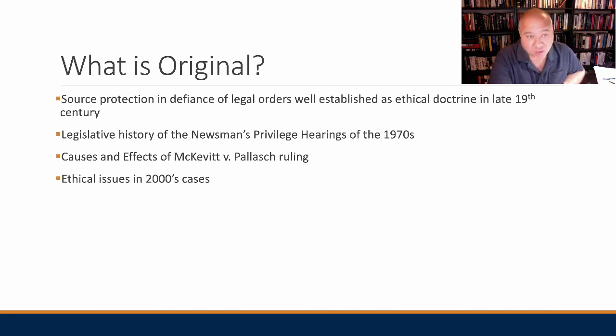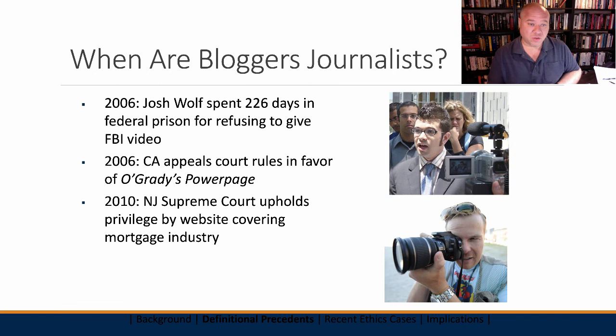And another original piece in the book looked at a case called McKevitt v. Palish, in which a notable Seventh Circuit Court of Appeals judge wrote an opinion that kind of changed a lot of other judges' thinking in non-traditional ways. And then looking at the ethical issues that arose in a number of the legal cases in the early 2000s, in which journalists were losing their legal claims. I really think that was something that was unique for the research.